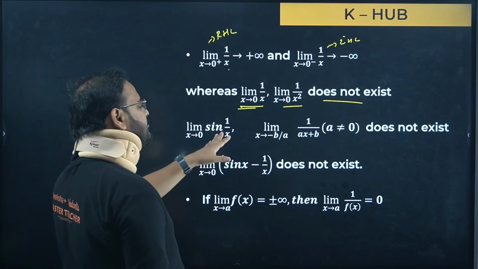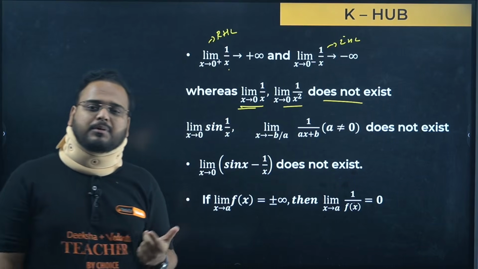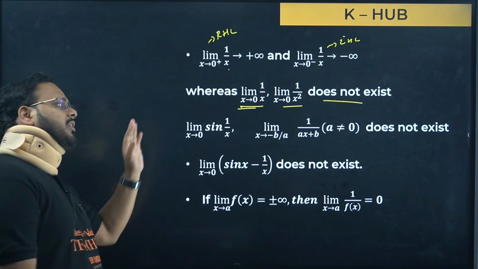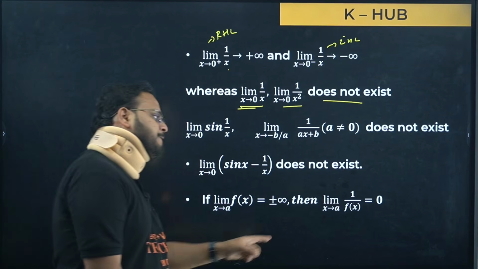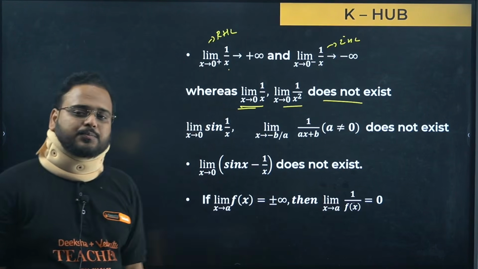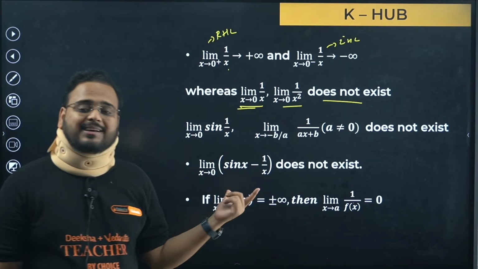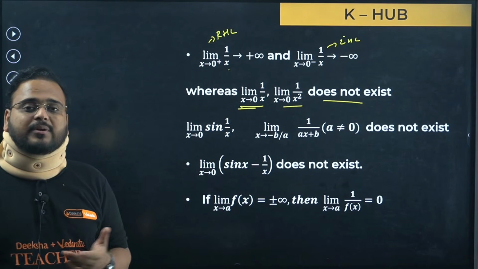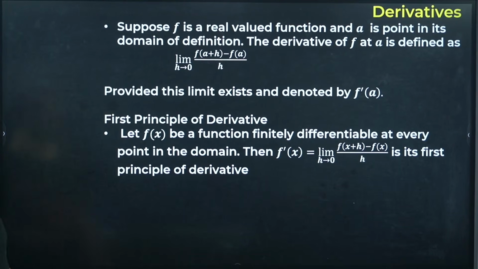Sin 1 by x, what are all these values? These are some standard limits that you have to remember, whether it is equal to 0, or infinity, or does not exist. Getting it? This case is 0 if you have this condition true. Sin x by 1 minus 1 by x also has a limit not existing in nature. Please check.